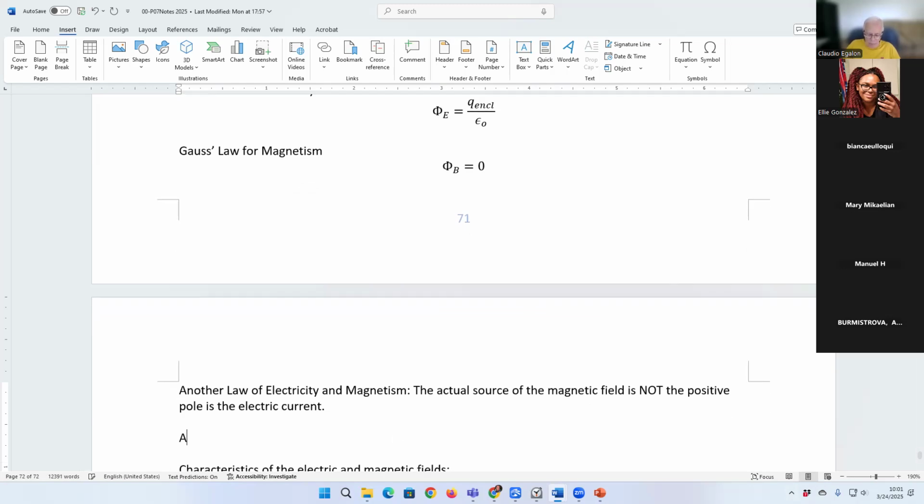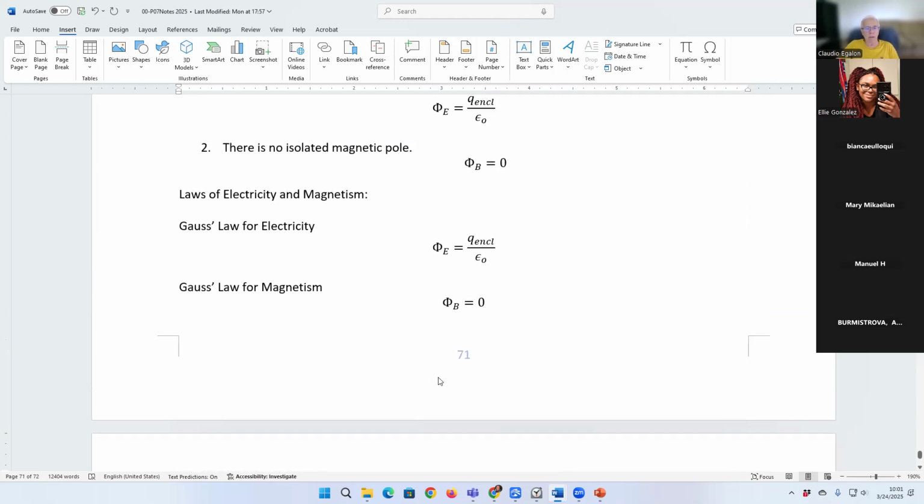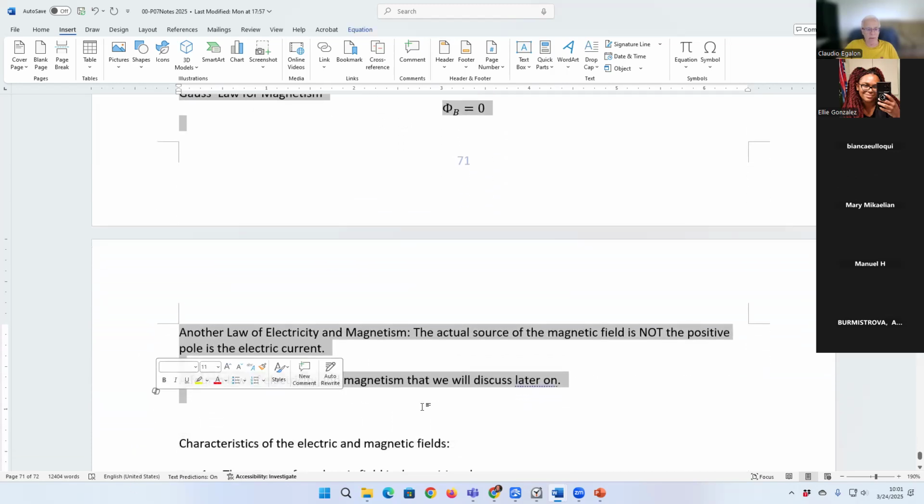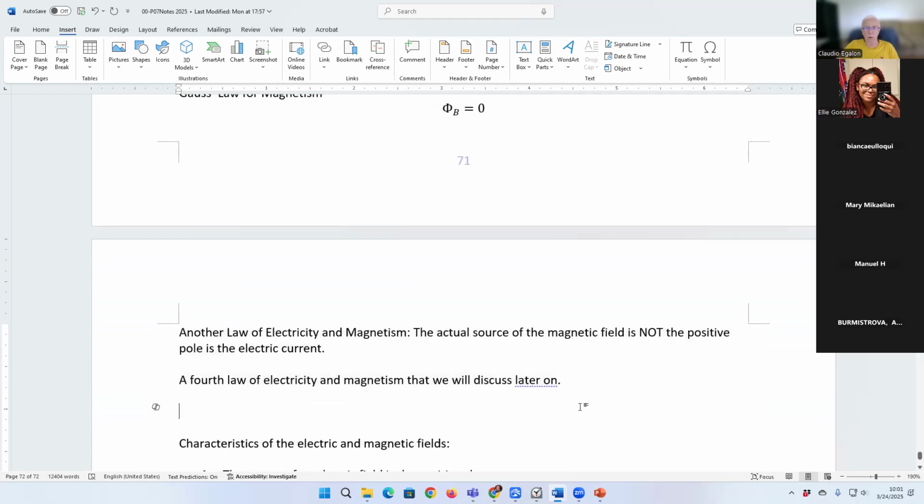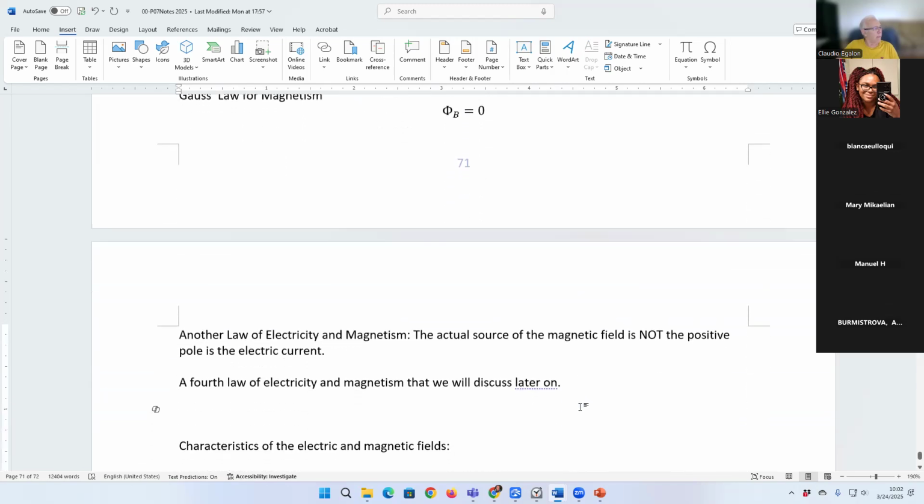And we have a fourth law of electricity and magnetism that we will discuss later on. So those are the 4 basic ideas that you have to keep in mind, the very foundation of physics. We didn't get to the 4th law yet, but I will show that to you very soon. Okay?